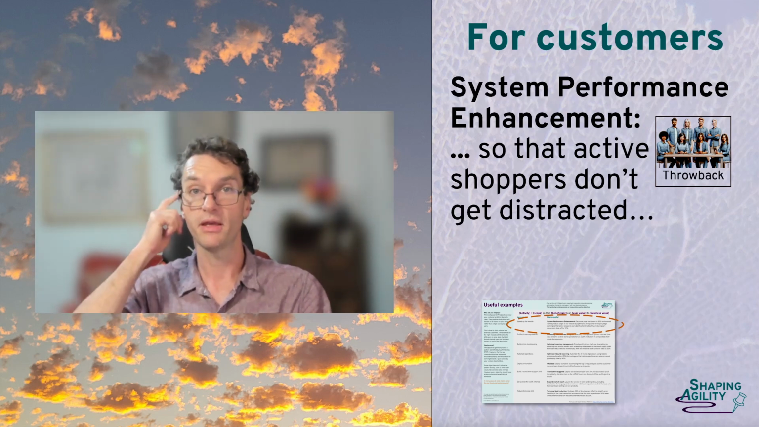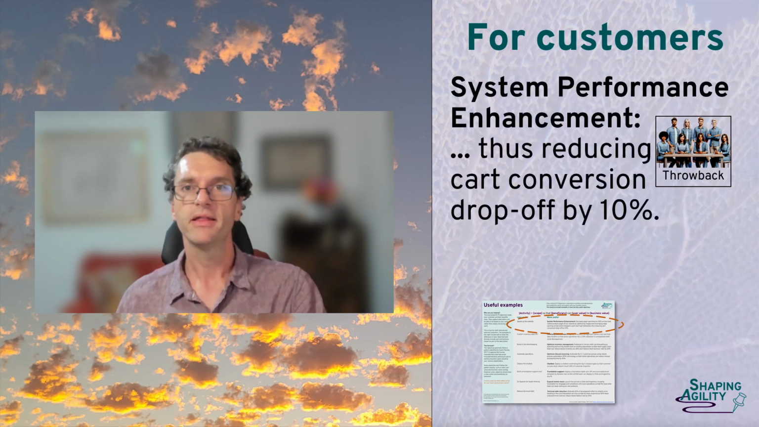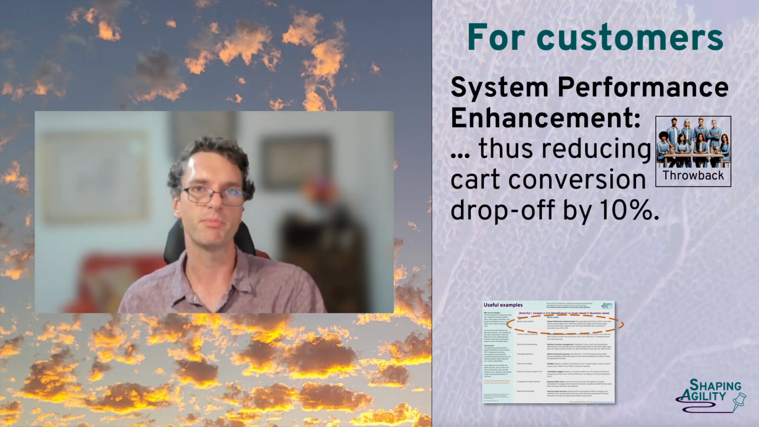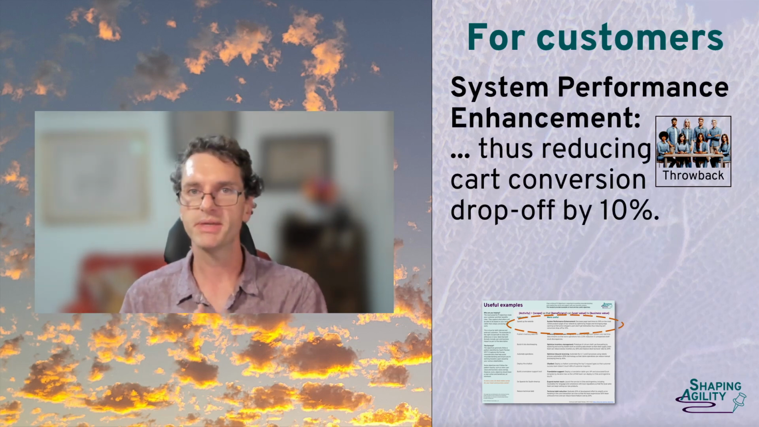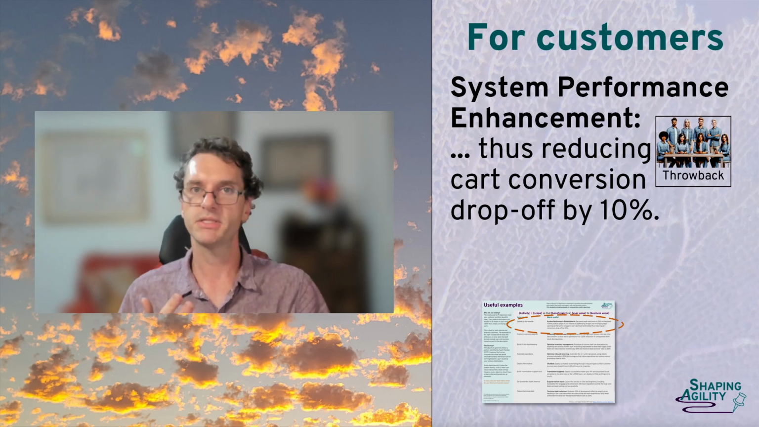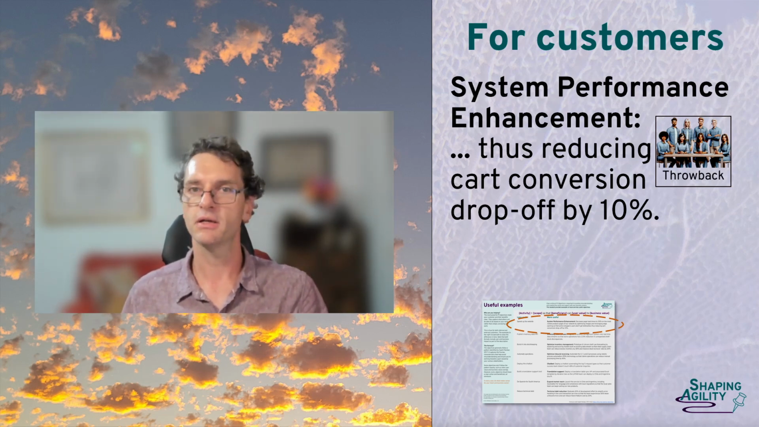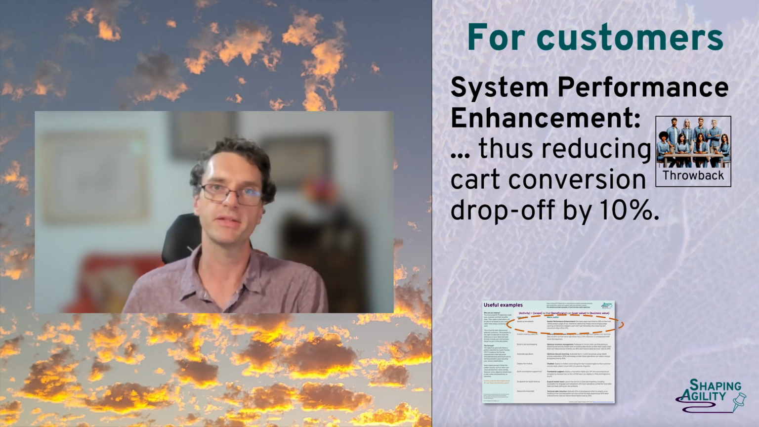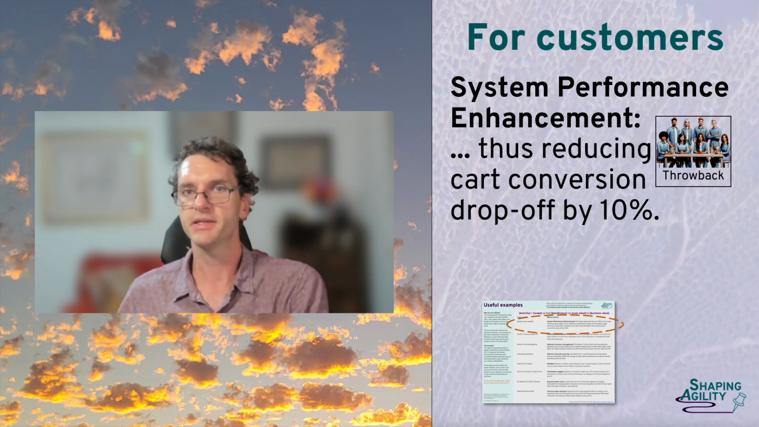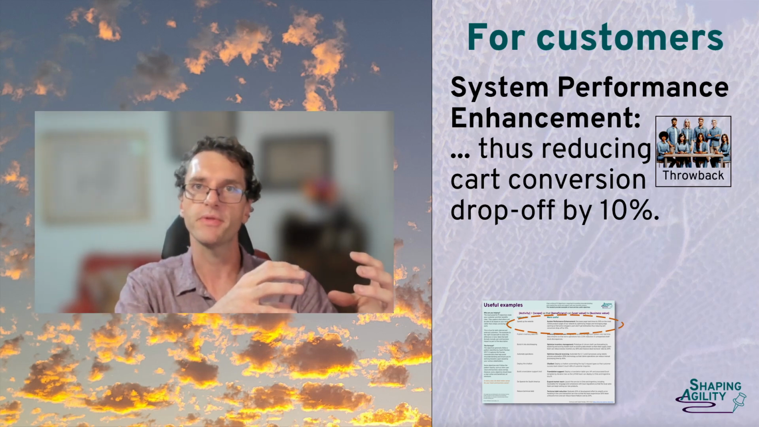Business owners thinking, oh, I know who those people are, and yeah, I'm struggling with that. Thus reducing cart conversion drop-off by 10%. Strong business hypothesis, clear business value, clear user value, and it's specific and measurable and I know what you're doing. Good solid objective here, and it's going to resonate with your business owners even though it's a technical thing about system performance enhancements, because I've connected that back to the business case and what I'm trying to fix through that.